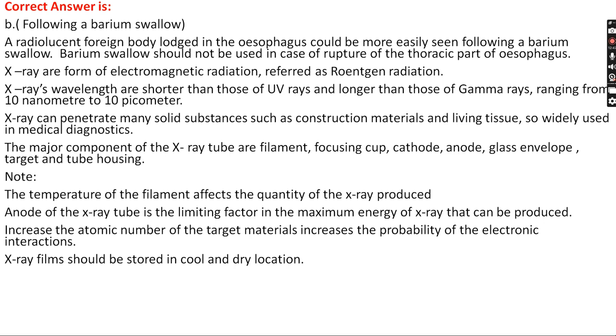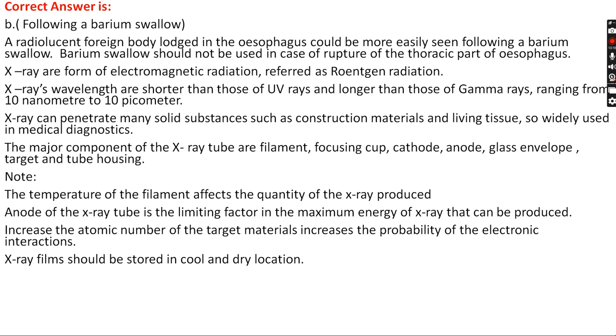If we talk about X-rays, X-ray is a form of electromagnetic radiation. It is also known as Roentgen radiation. The X-ray wavelength is much shorter as compared to the UV ray, but longer as compared to the gamma ray, ranging from about 10 nanometers to 10 picometers. X-ray can penetrate most solid substances like construction material and living tissue, so it's used in medical diagnostic processes.